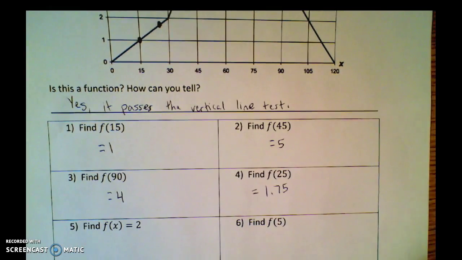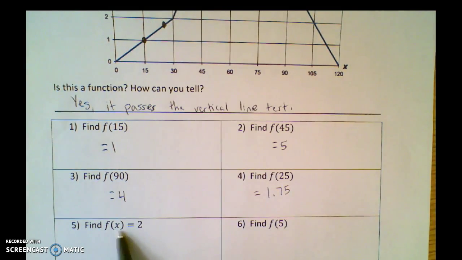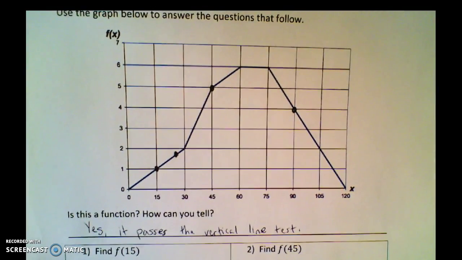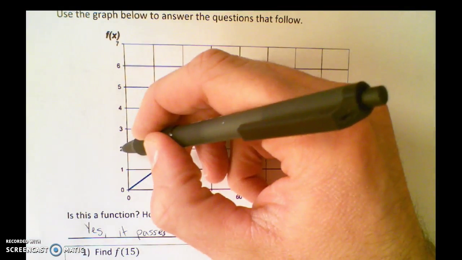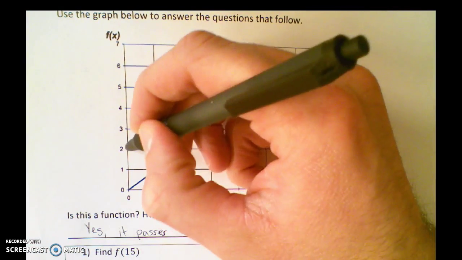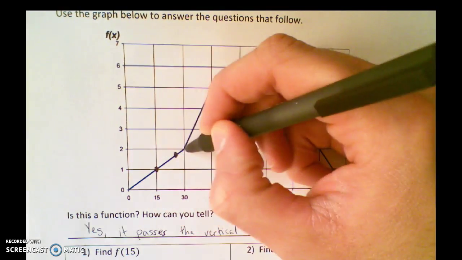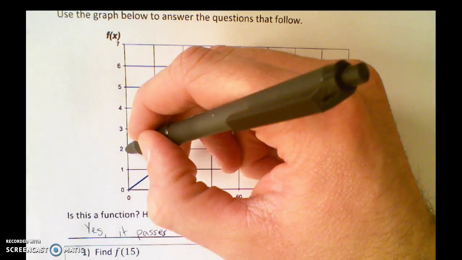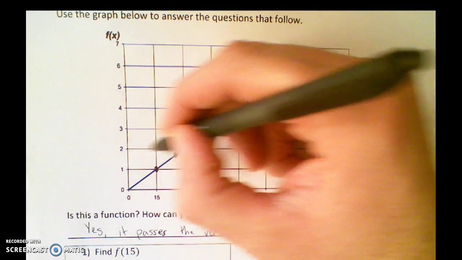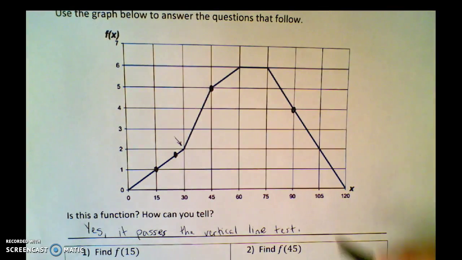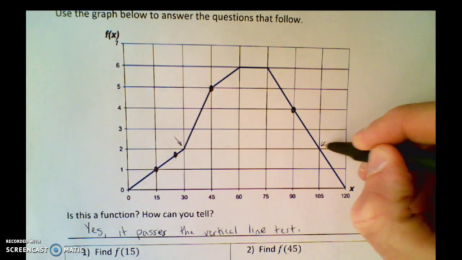Alright, number 5, this time it's saying what is the input when your output is 2? So it's saying f of x equals 2. So where does f of x equal 2? This is where you look at the y-axis. When you're looking at the output, you're looking at what inputs give you that output. So when f of x equals 2, I have 1 right there, and it's happening over here as well.